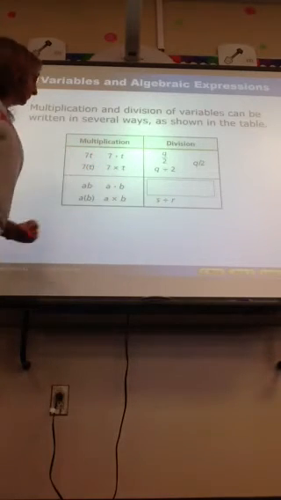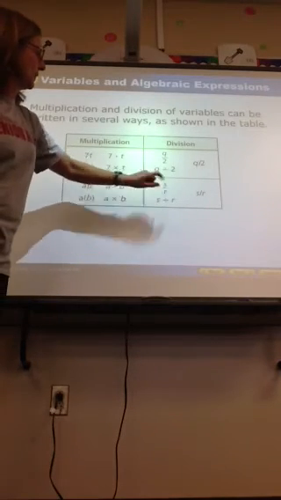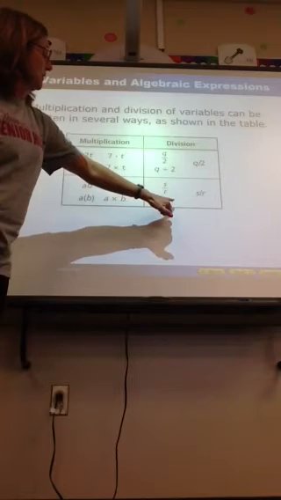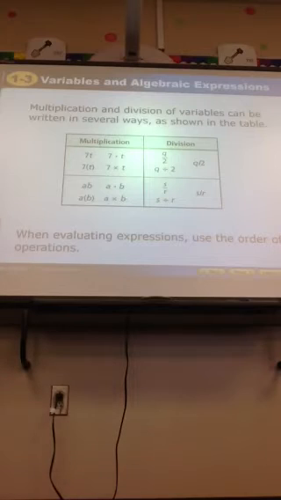Same thing over here. It's going to be s over q, which is the same thing as s divided by q. The s goes in the numerator. The divisor goes in the denominator, the r. Okay, when evaluating expressions, use order of operations.